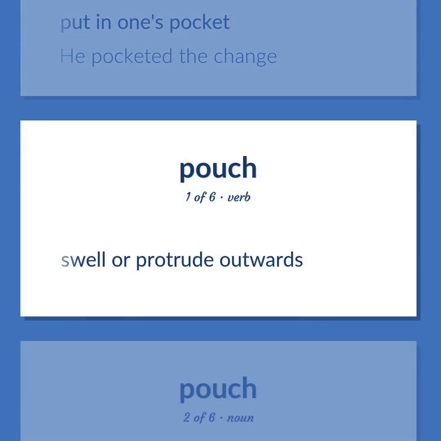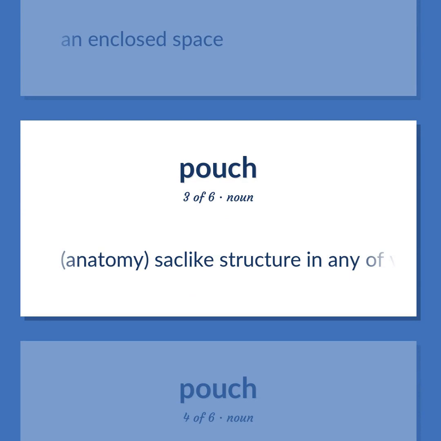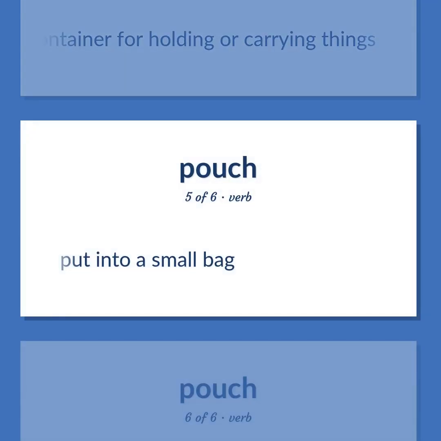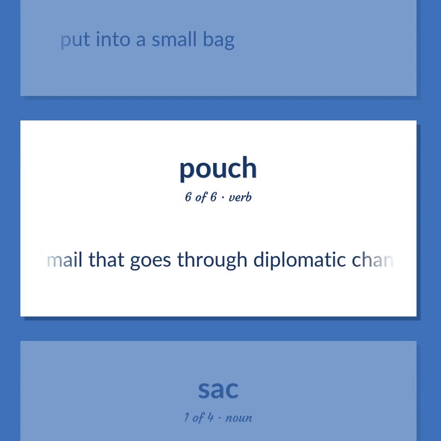Swell or protrude outwards. An enclosed space. Anatomy. Sac-like structure in any of various animals, as a marsupial or gopher or pelican. A small or medium-sized container for holding or carrying things. Put into a small bag. Send by special mail that goes through diplomatic channels.